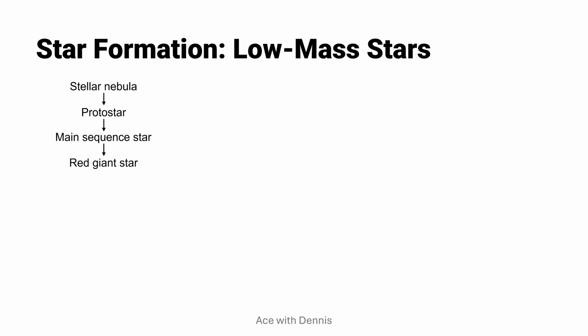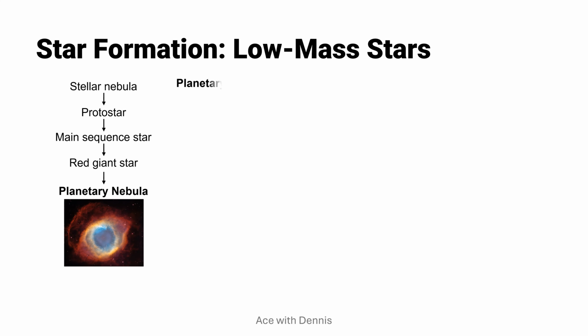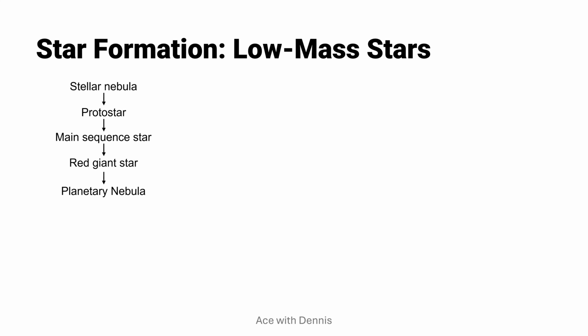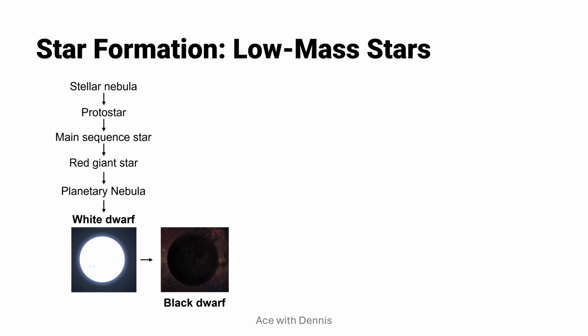After the red giant star, the next stage is planetary nebula. So what is a planetary nebula? The star becomes unstable and ejects the outer layer of dust and gas after finishing the second stage of fusion reactions. The ejected layer of dust and gas is called a planetary nebula. After planetary nebula, the next stage is the white dwarf, and the last stage is the black dwarf.